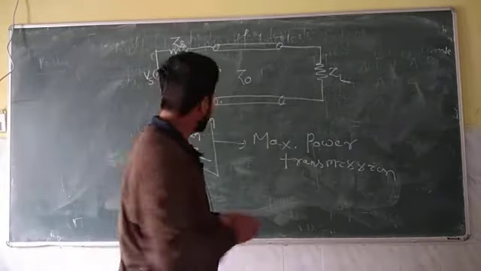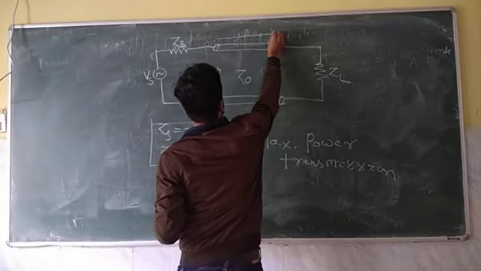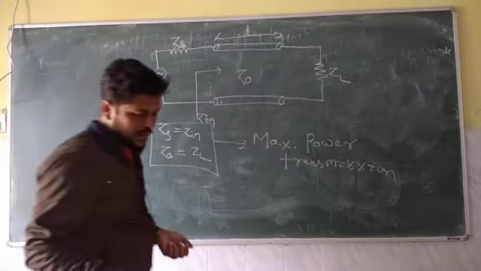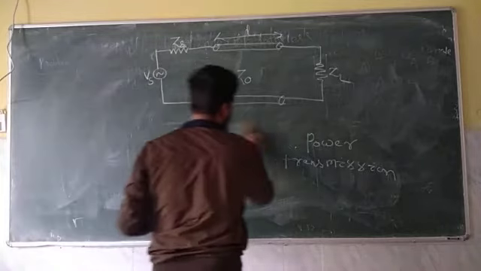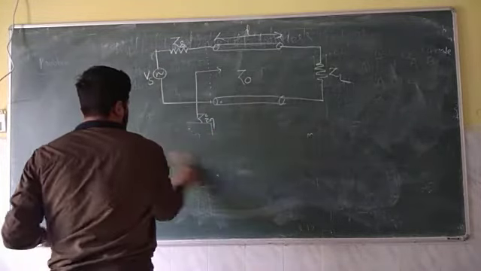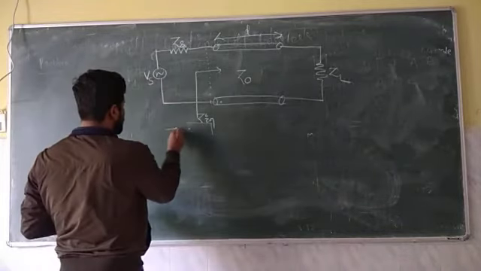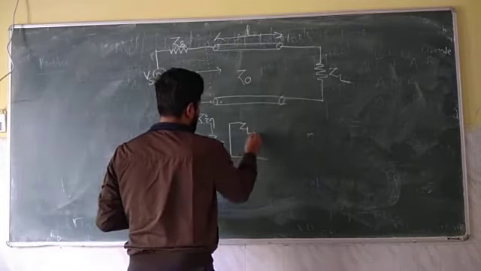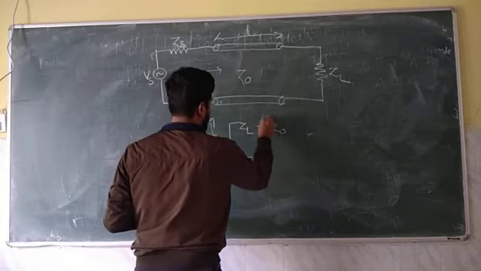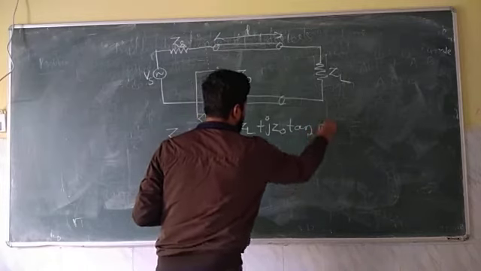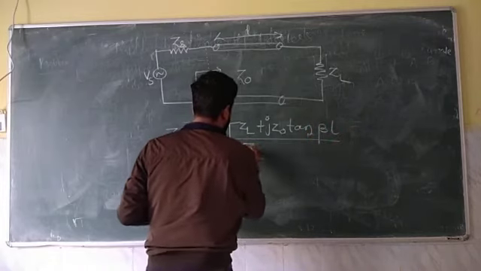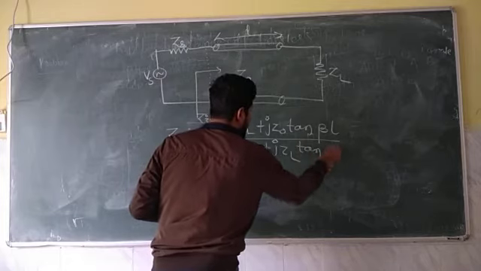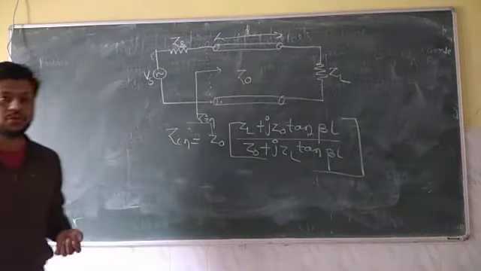Then, as I have already explained, an important parameter of the transmission line is its length, which is denoted by L. We have calculated the input impedance Zin, which for a lossless transmission line is equal to Z0 times ZL plus jZ0 tan beta L, divided by Z0 plus jZL tan beta L. So this is the equation for your input impedance.